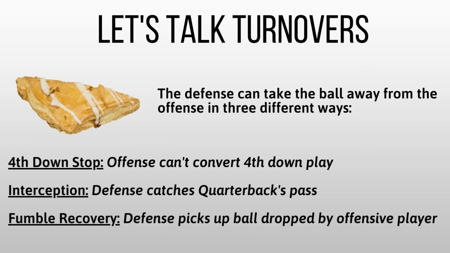Let's talk turnovers. So we already know that one of the ways that a defense can turn the football over or receive possession themselves is to stop the offense from getting to the first down marker while on fourth down. Another way that you can turn the football over is for the defense to catch a quarterback's pass intended for another one of his teammates. This is called an interception. Last but not least, if a member of the offense fumbles the ball, as in he drops it, somebody on the defense can pick the ball up and it's now their possession.